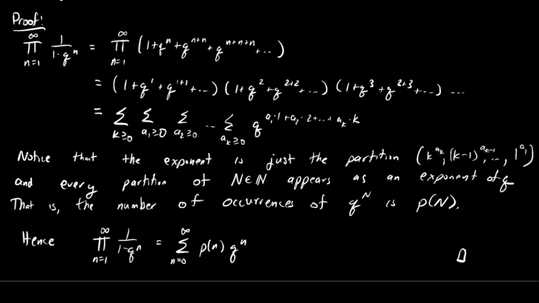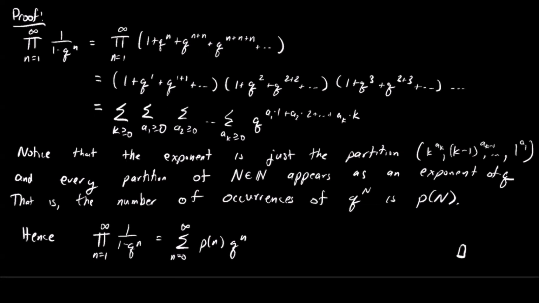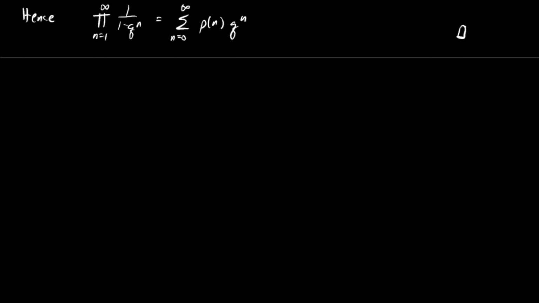Okay, and in case this proof is a little bit abstract, let's do an example of what exactly is going on. Let's focus on capital N equal to 5, for example. So what I'm going to do is write out my expression. I'm going to start with this product, n goes from 1 to infinity of 1 over 1 minus q to the n.